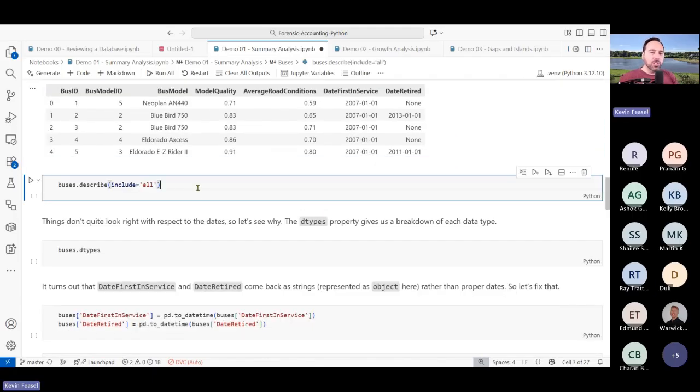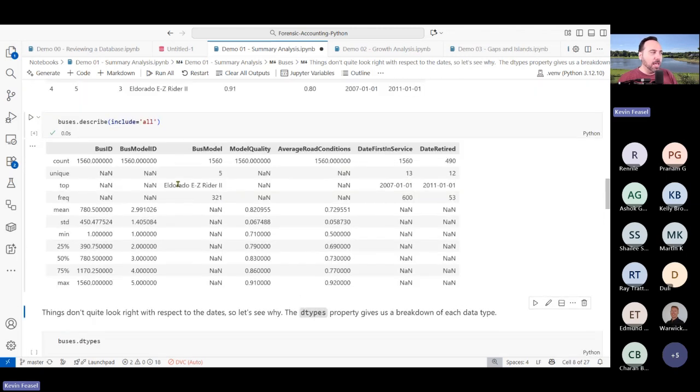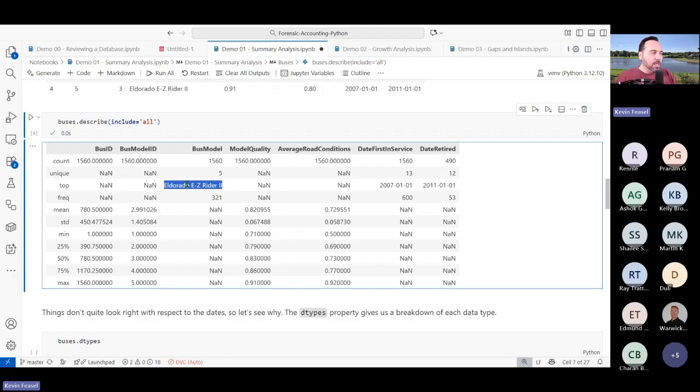I can use the describe method to explain each one of these attributes. And what's nice about this is if you have a non-numeric attribute like bus model, we see the top, we see the count, we see the number of unique, and we see the frequency. So how many of them show up? We have 5 bus models. We have 1,560 total records that have bus models.